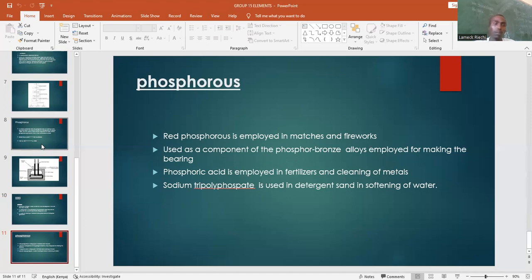The rest of the elements, which are arsenic, antimony, and bismuth, are used to manufacture fertilizers. They are used as metal alloys and to manufacture detergents.